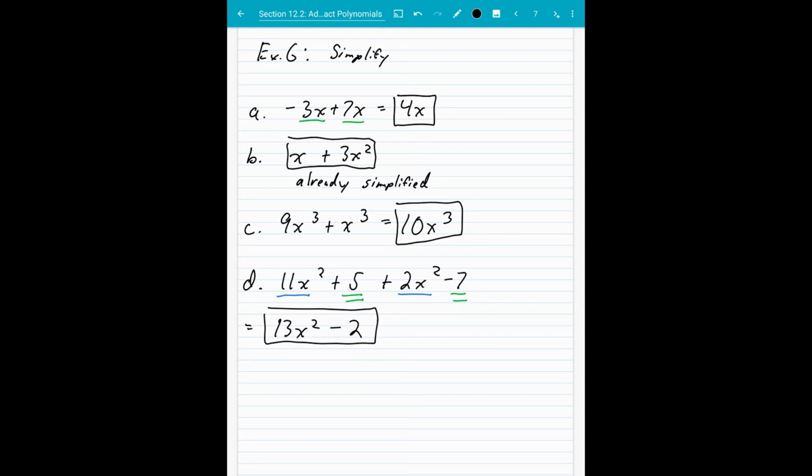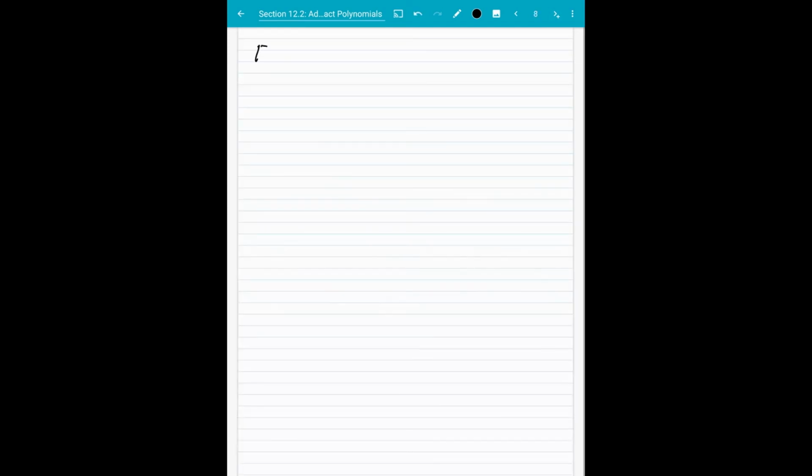Let's look at example 7. It's going to be the same exact idea. Combine like terms, so simplify. Negative 9x squared plus 3xy minus 5y squared plus 7yx. This one's a little tricky, looks a little different, but don't let that bother you just yet.